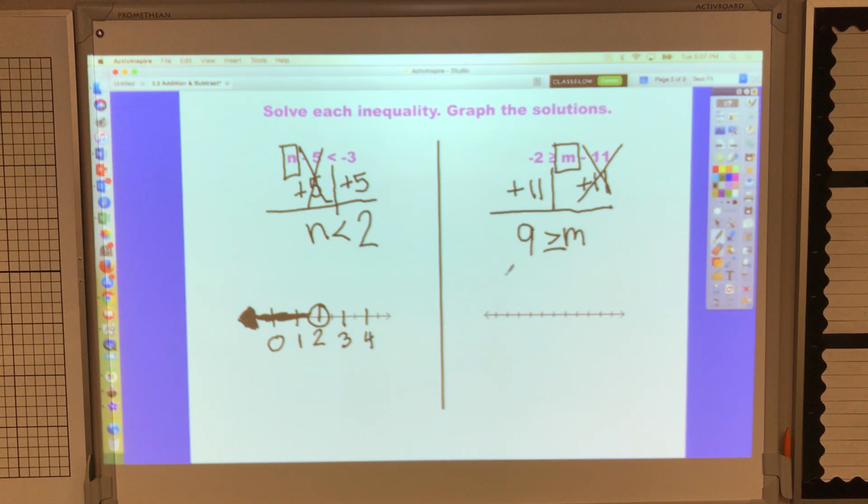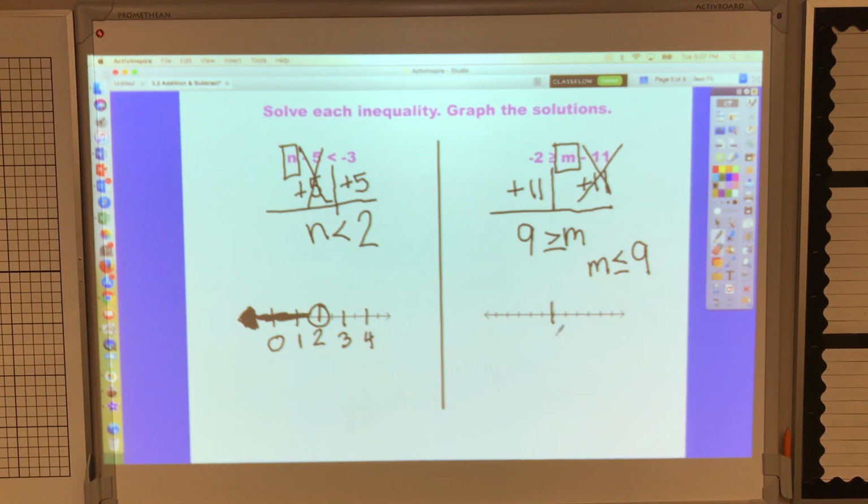You can leave your answer like that if you want to. Just make sure you know how to graph those answers. Or if you want to rewrite it, some of you might find that easier. So m is less than or equal to 9. And I gave you all less than problems, but if it was greater than, you'd move to the right.